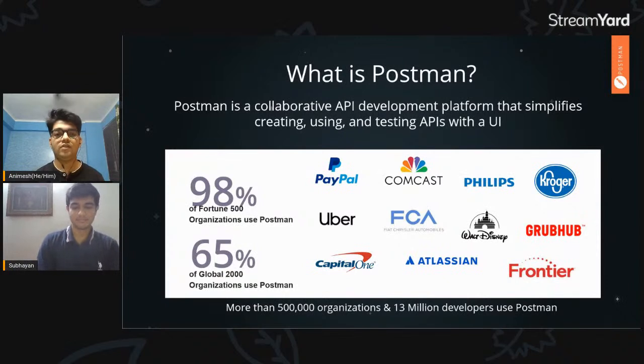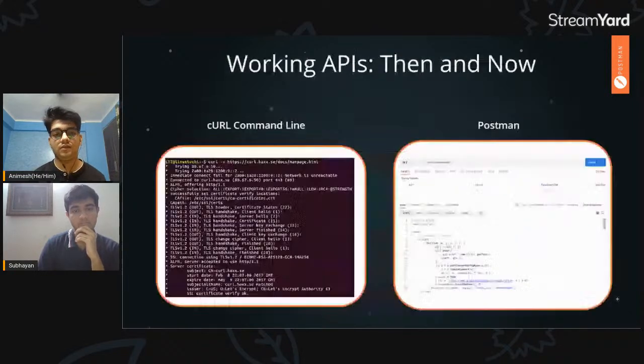So let's talk about what Postman is. Basically, Postman is a collaborative platform which simplifies our effort while testing and creating API developments. And it provides many different UI and UX formats in which we can view our endpoints or URLs.